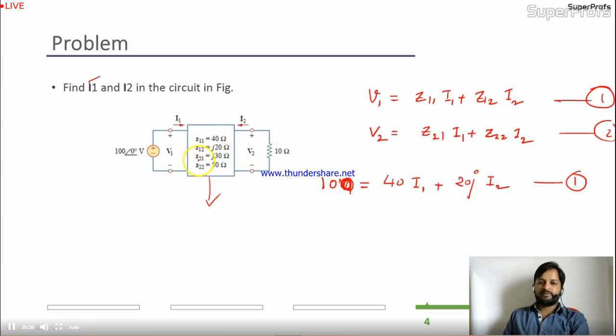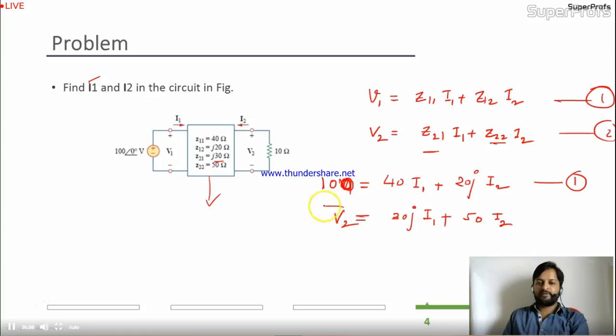Equation 2, V2 equals Z21 I1 plus Z22 I2. What is Z21 given over here? 30J. So 30J I1 plus Z22, which is 50 I2. Can you solve these two equations? No, because you are having three variables.